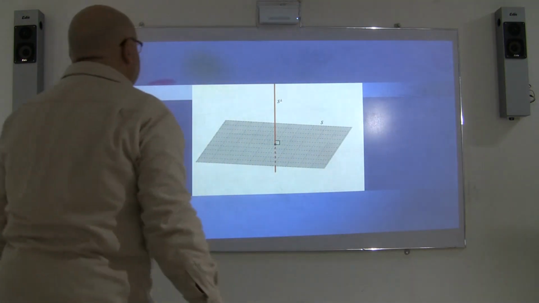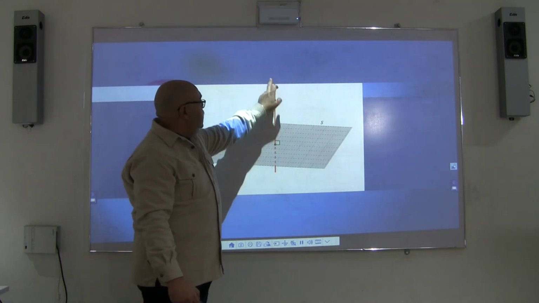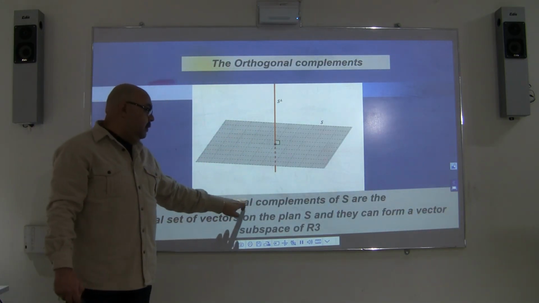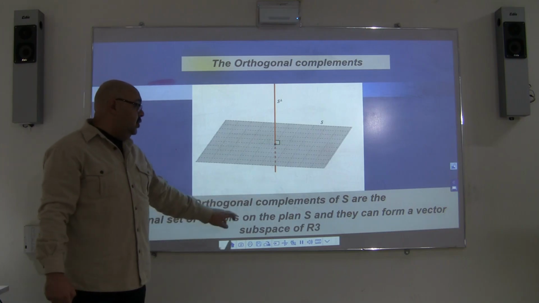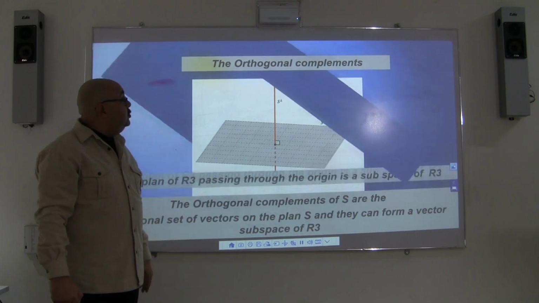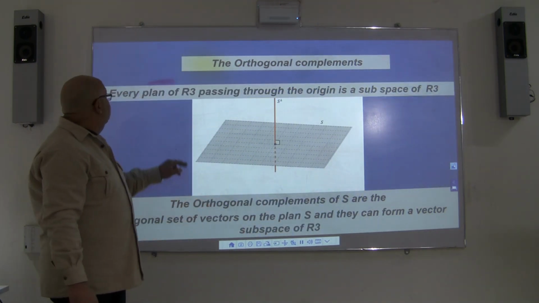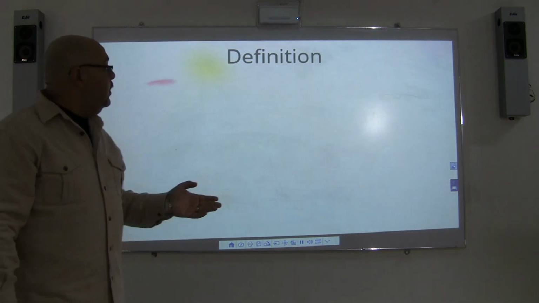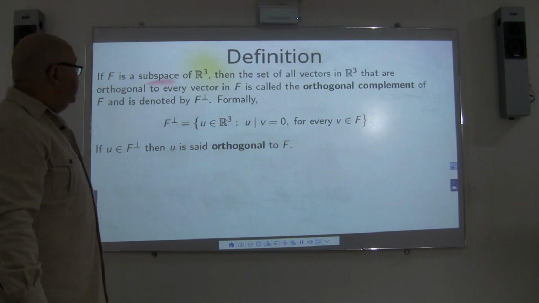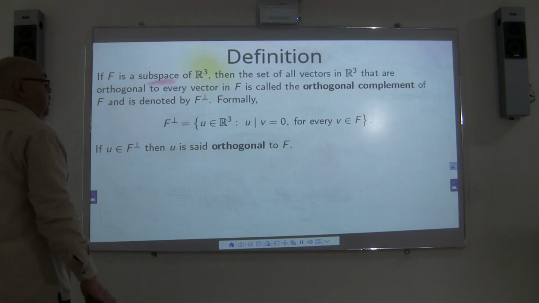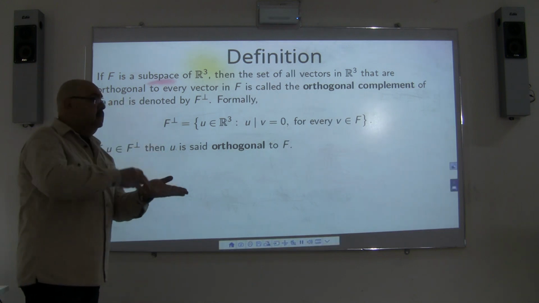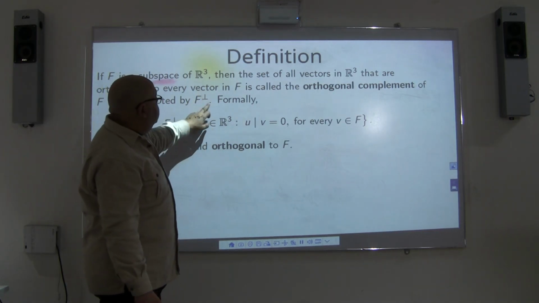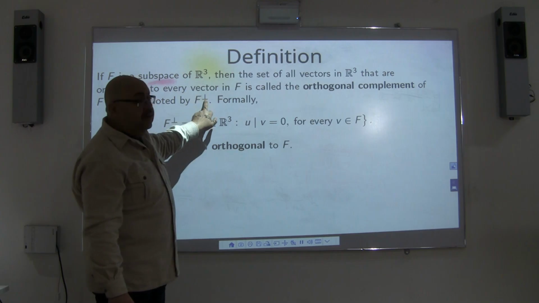Okay? So, if this is a subvector space, that's the orthogonal complement. Now the orthogonal complements of S are the orthogonal set of vectors on the plane S, and they can form a vector subspace of R3. شايف الحركة دي شديدة جدا. Every plane of R3 passing through the origin is a subspace of R3, and you already know this. Okay, definitions. If F is a subspace of R3, then the set of all vectors in R3 that are orthogonal, زي ما أنا شرحت لك عليه بالظبط, to every vector in F is called orthogonal complement of F, and will be denoted or symbolized by F perpendicular.